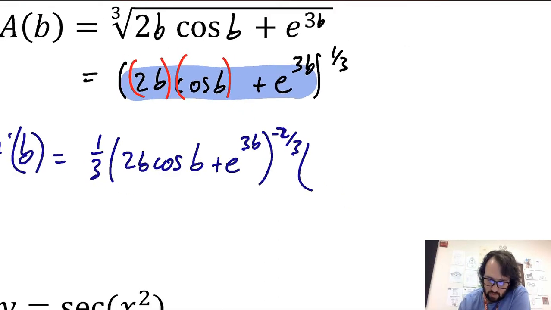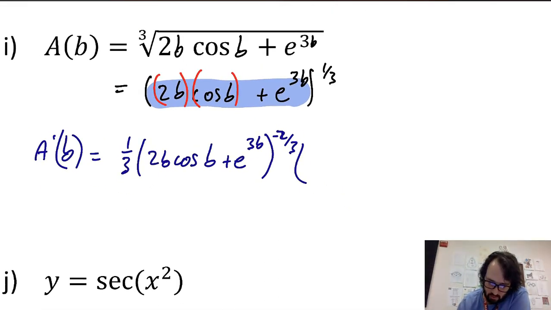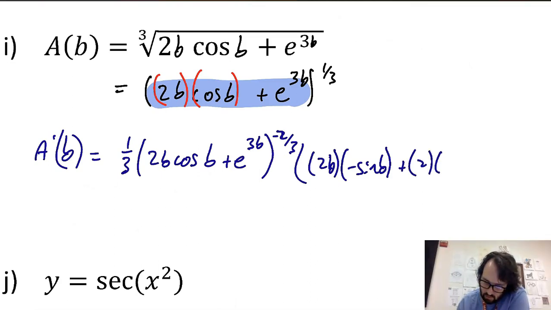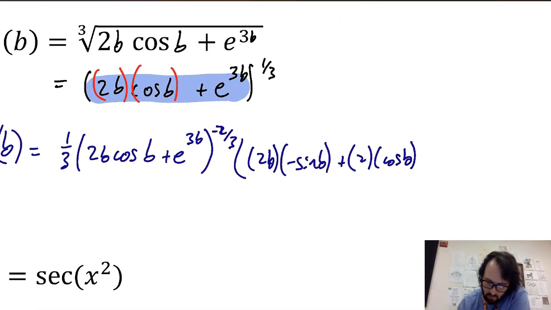So there's going to be a bunch of stuff to that where I need to do 2b times negative sine of b plus 2 times cosine of b. Then I have the derivative of this next part, which is my e to the 3b. That is still using the chain rule, and I would have e to the 3b times 3. All right, similar to that one that we looked at before.